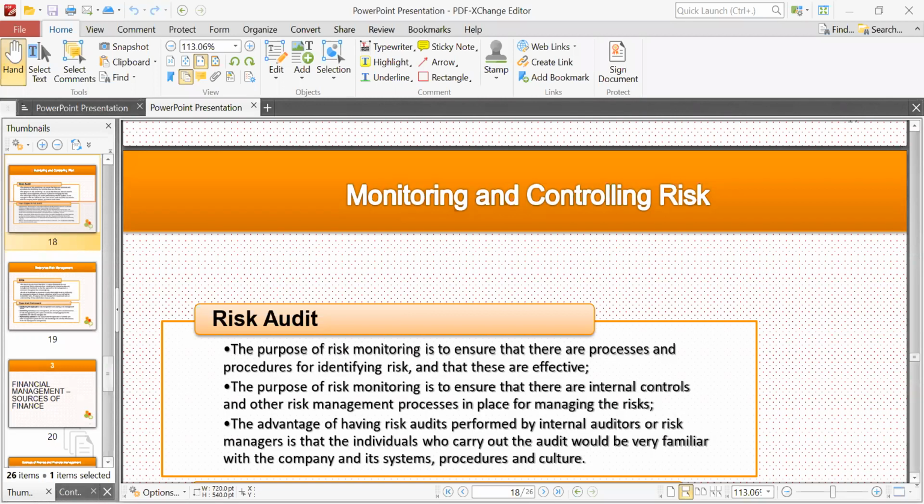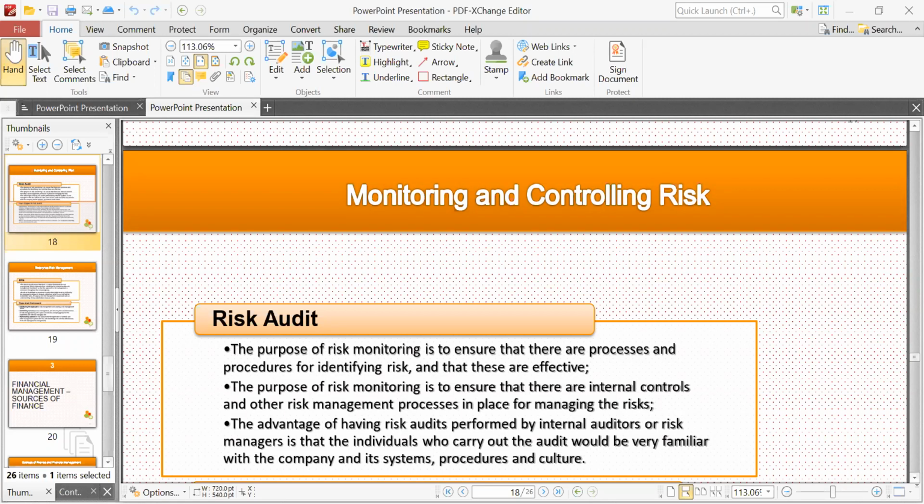Now let's talk about risk audits. What is it all about? This is the process of monitoring risk to ensure that the risk management techniques, tools, or strategies you put in place are effective in handling the risk you identified.